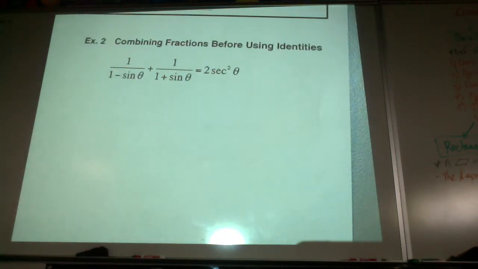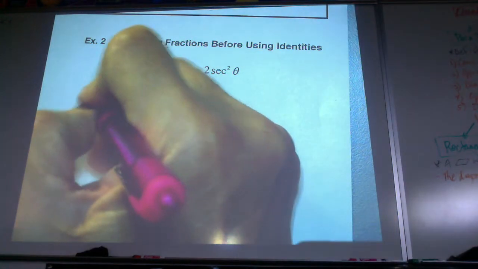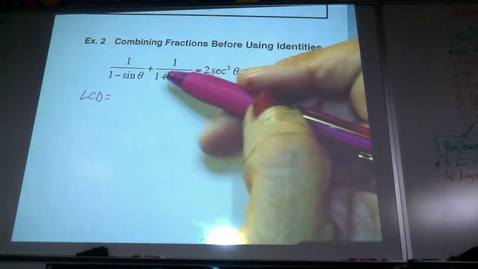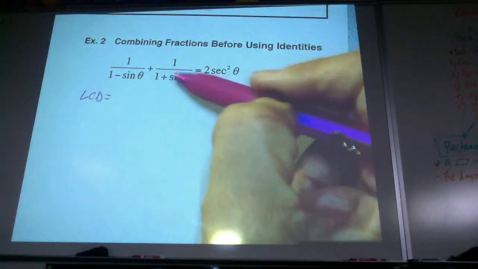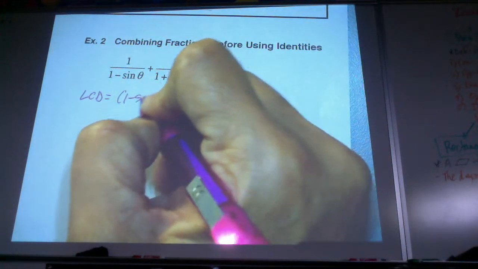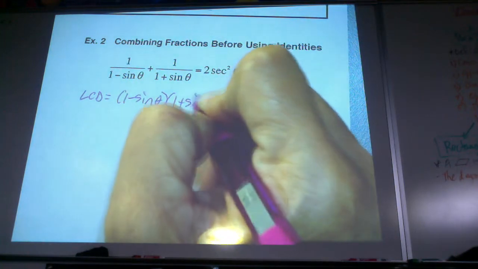All right, let's look at 2. One of our strategies is if we have fractions, and we have multiple fractions here, to combine them into one fraction. And wouldn't you agree that the left side is definitely more complicated than the right? So that's the side we're going to work with. If I am to get these into one fraction, what do I have to do first? I have to find my LCD. And haven't we done this particular LCD twice already? I've got 1 minus sine theta, 1 plus sine theta. Isn't that the difference of 2 squares factor pattern? Isn't my LCD 1 minus sine theta times 1 plus sine theta?